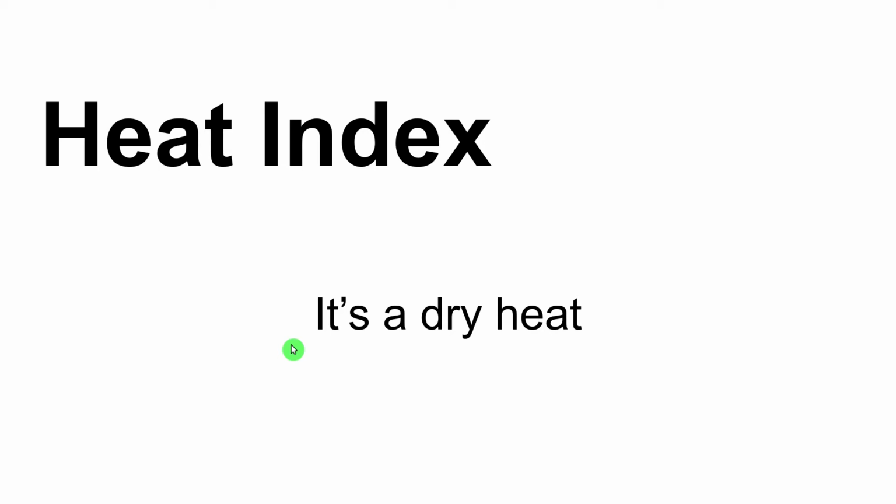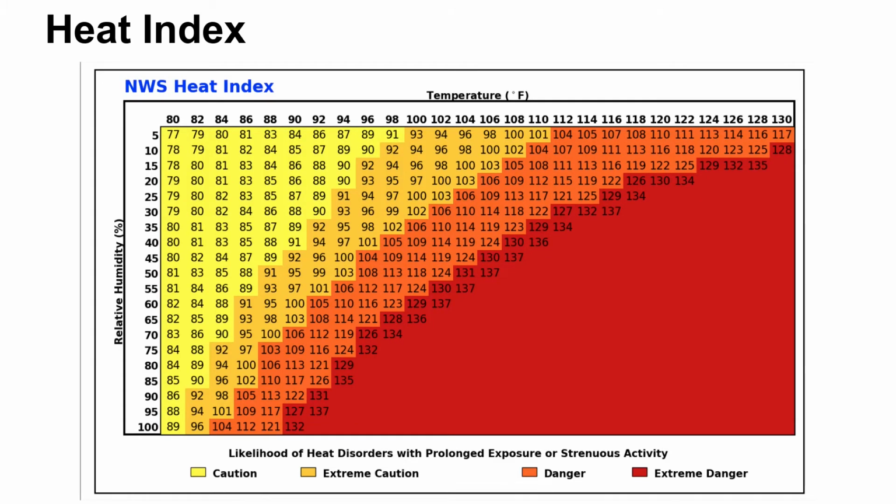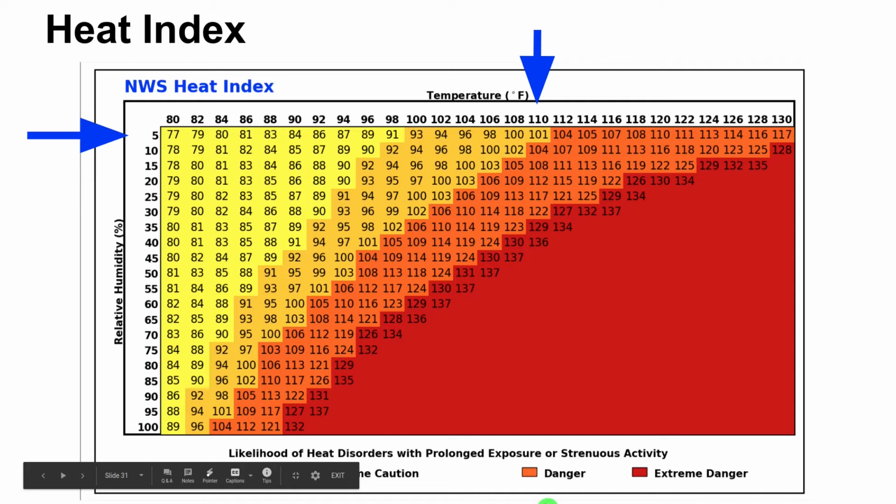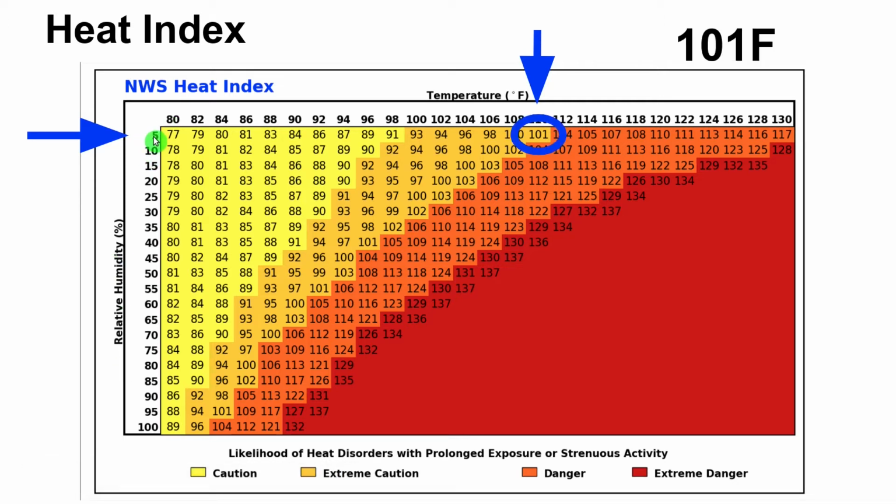Heat index combines humidity with temperature. You just use the chart and you look on the chart to find the temperature. So if it was 110 degrees out, and the relative humidity was 5%, then the temperature would feel like 101 degrees Fahrenheit.